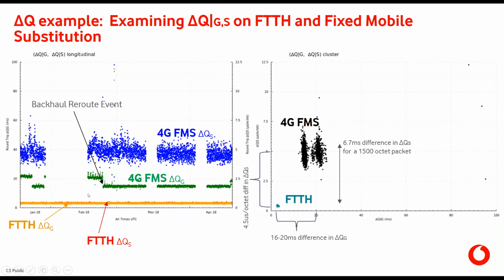First of all, inherent in these results, you can see some interesting network events. Just looking at the G component, the green line for this 4G fixed mobile substitution line, you can actually see backhaul reroute events, with different base latencies appearing. It's useful to be able to pick these out, analyze them, and identify them in the results.